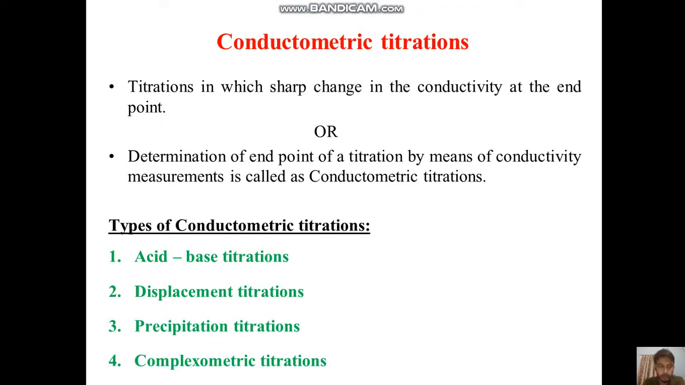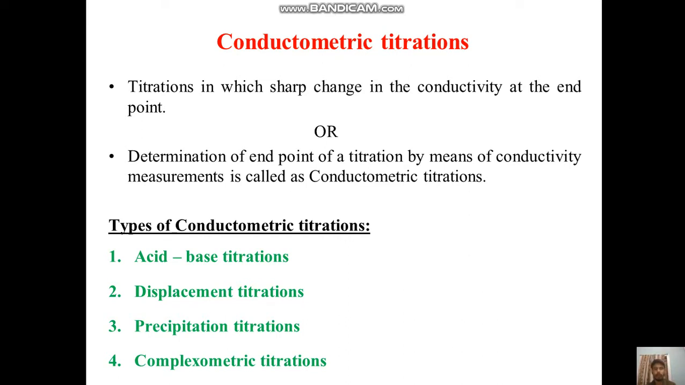Hello everyone. In the first part I explained all about conductometry, that is type A, type B and type C, and now these classifications are there. So a titration in which there is a change in conductivity at the end point, or you can say the determination of an endpoint of titration by means of conductivity measurement, is called conductometric titration.